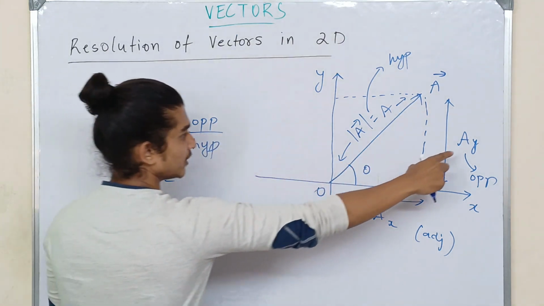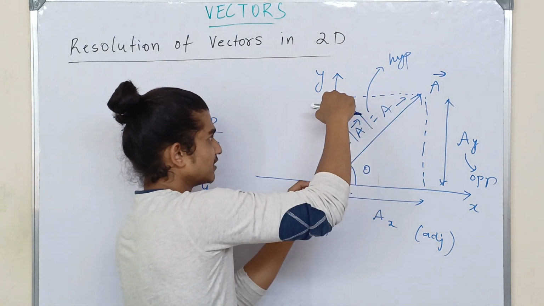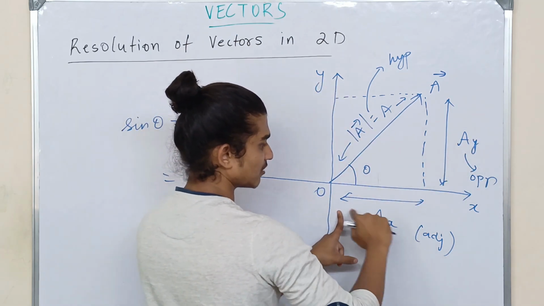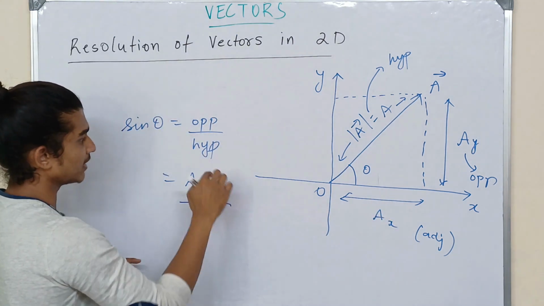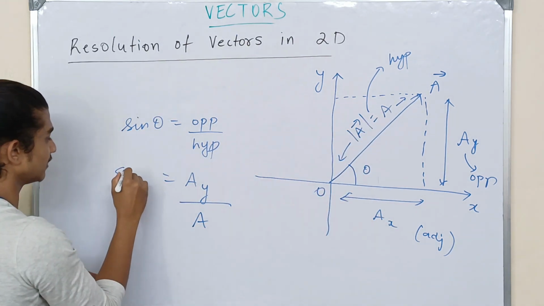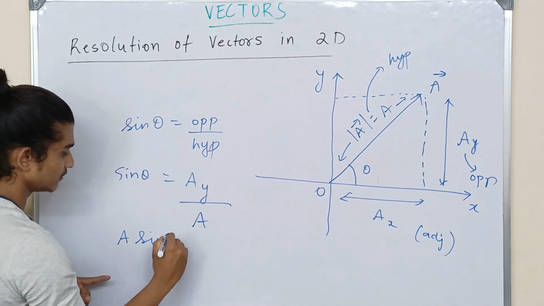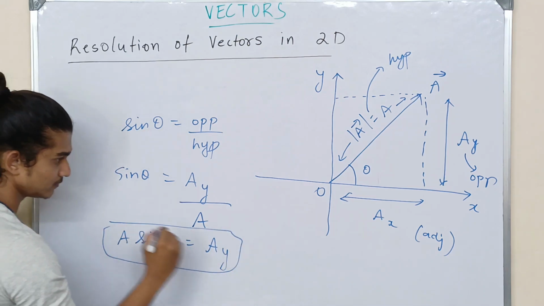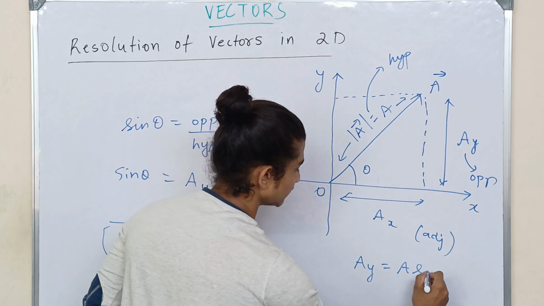So sine theta equals opposite by hypotenuse. Opposite is equal to ay. Remember ay, because this coincides with this, and this is along the y-axis, that's why I wrote it as ay, whereas this is along the x-axis, so I wrote it as ax. So ay divided by hypotenuse A equals sine theta, and if I do the math, A sine theta equals ay. This is a very important conclusion, so I'm going to write it here: ay equals A into sine theta.